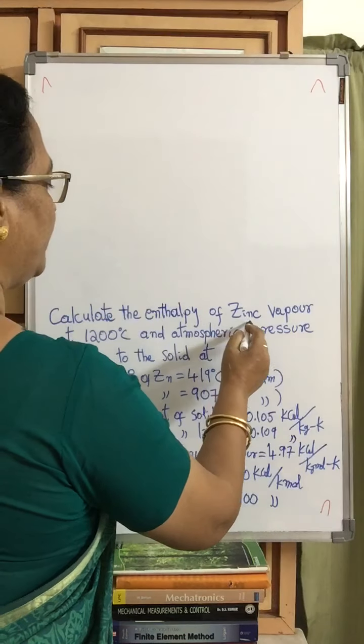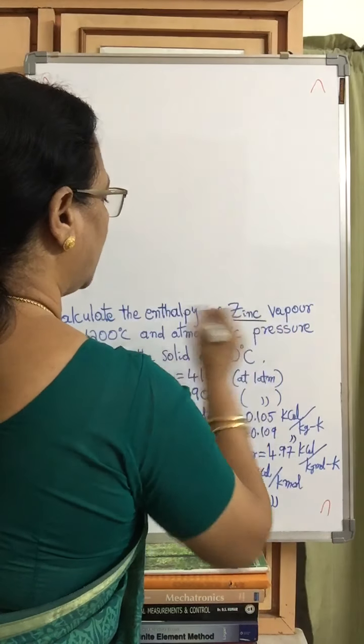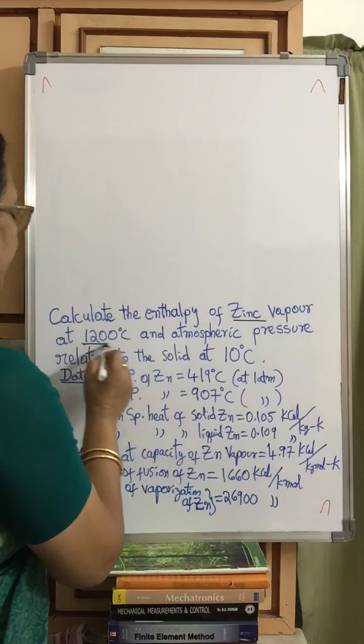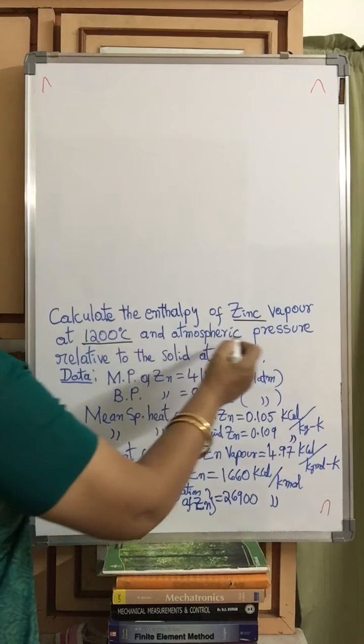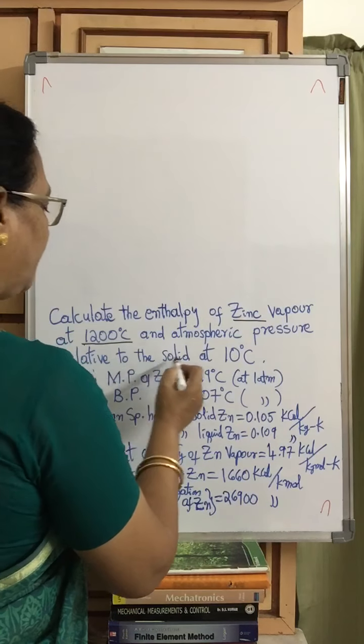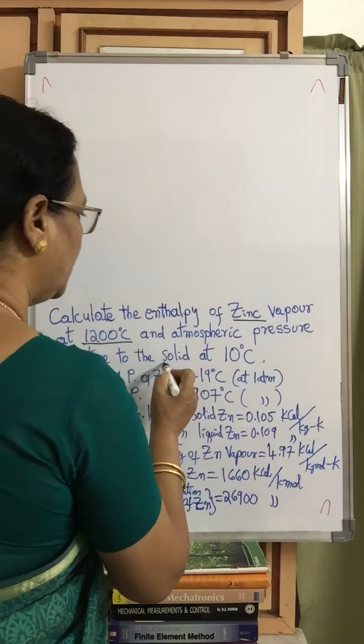Good morning students. Today we will be working out a problem which includes both the latent heat calculation and also sensible heat calculation. Calculate the enthalpy of zinc vapor at 1200 degrees centigrade and atmospheric pressure relative to the solid at 10 degrees centigrade. That's all is the question, but some amount of data is required to solve this.